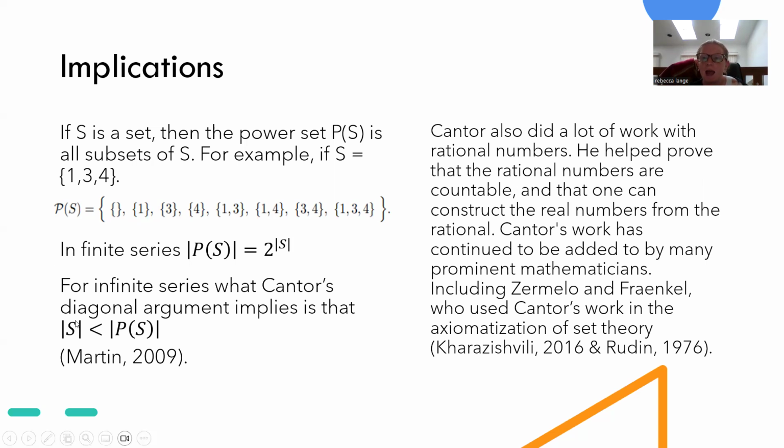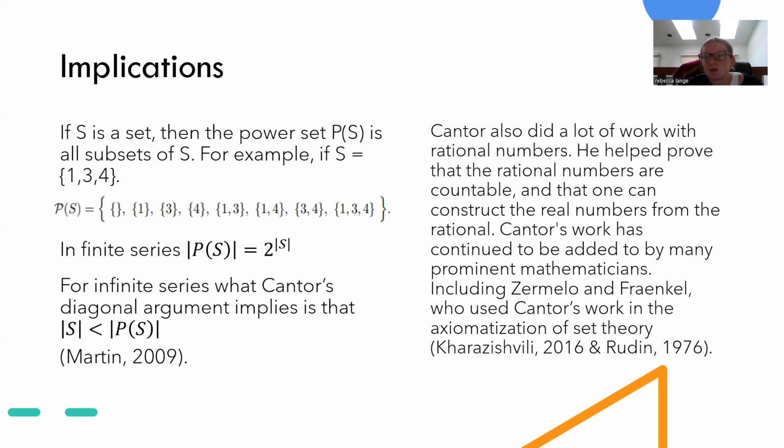But we have proved with Cantor's diagonal argument that the cardinality of S is always going to be less than the cardinality of P of S. And then many other people have expanded on his work. We're going to talk about more of those applications moving forward. But like I said, he was very foundational in set theory, and specifically the axiomatization of set theory, which allows us to do a lot of the things we do with set theory today.